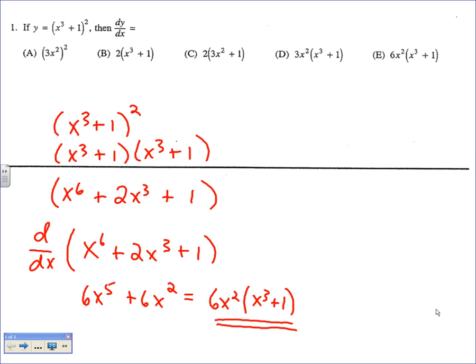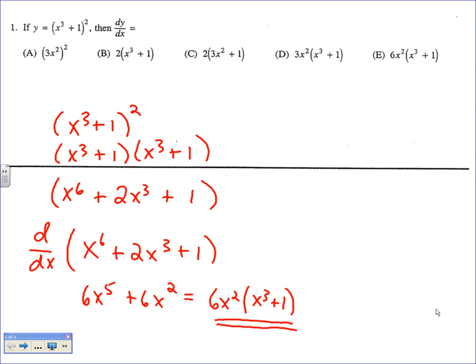Let's take a look at number 1, and I've already written up there one of the forms that might be helpful. That is to expand it, to multiply it out, and then take the derivative of the expansion, and you come up with choice E that way.